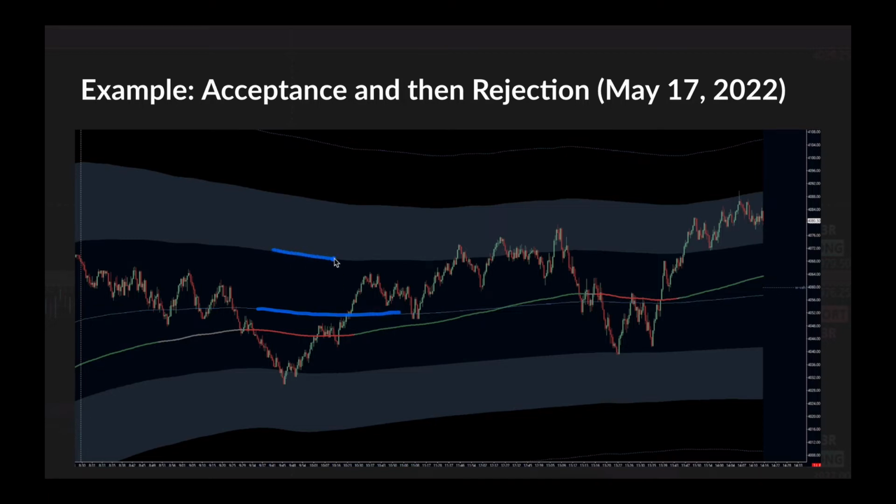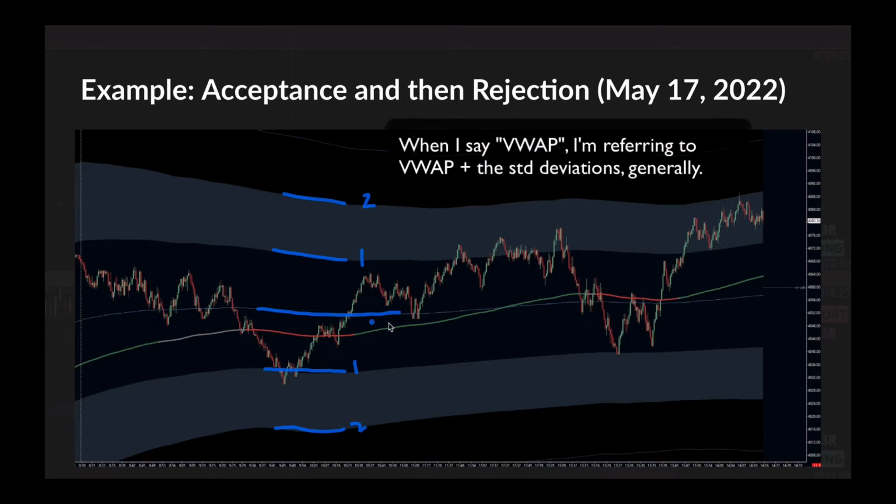And then you have standard deviations here and here on the upside and downside. Then you have these extensions. So this is 2 standard deviations away. This is 1 standard deviation away, right? Here's 2. And what we're looking for is does VWAP offer value in getting into opportunities?